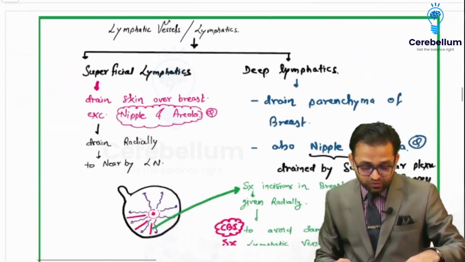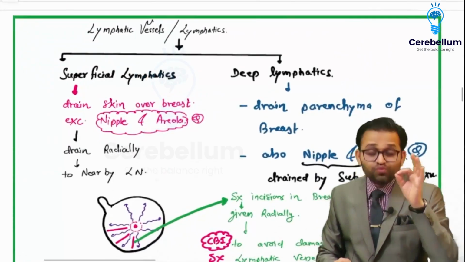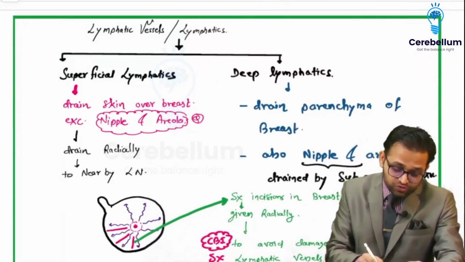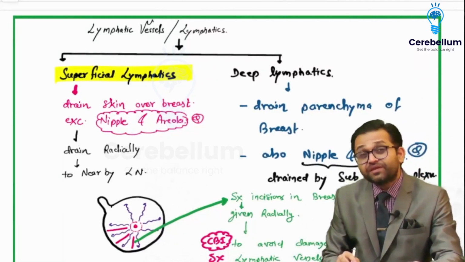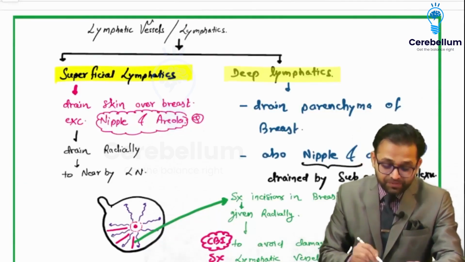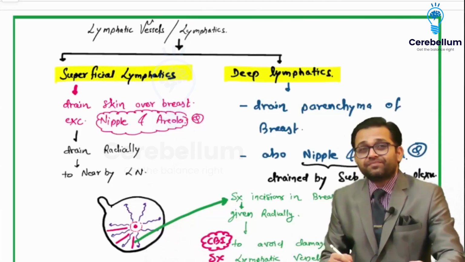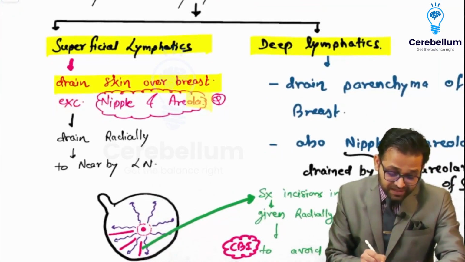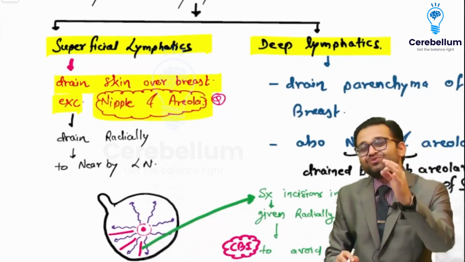Now I am telling you a few lines about the lymphatic vessels and the lymphatics for the peau d'orange appearance. See here, there are two types of lymphatics: superficial lymphatics within the superficial fascia, and deep lymphatics below the deep fascia. Now the superficial lymphatics drain the skin over the breast except the nipple and areola. So this is an MCQ.